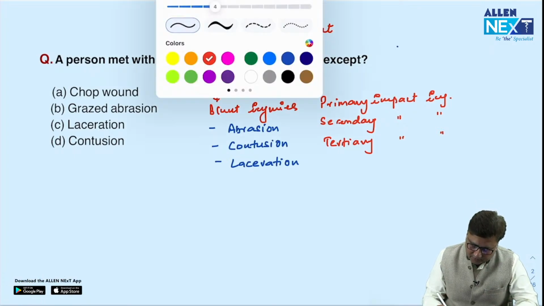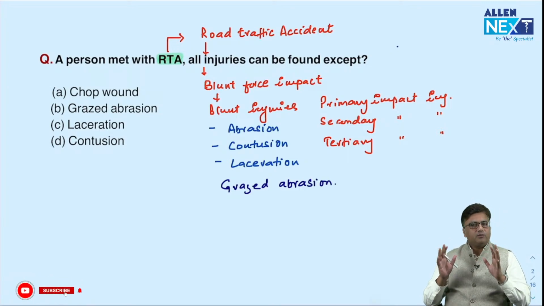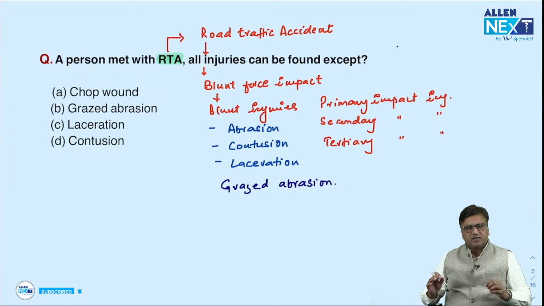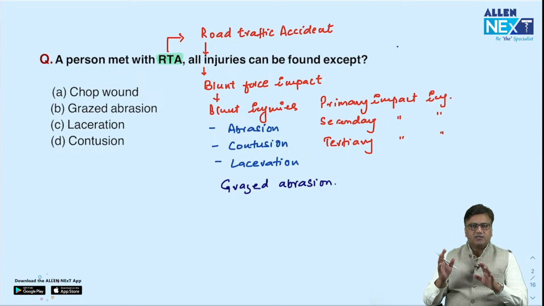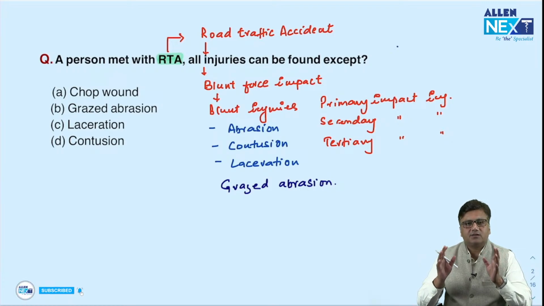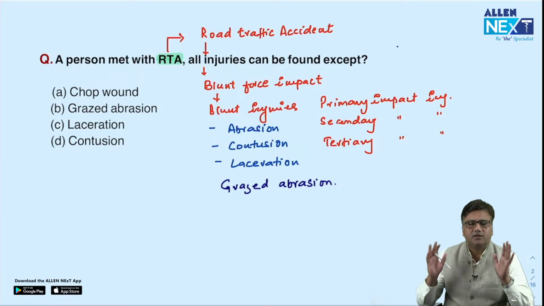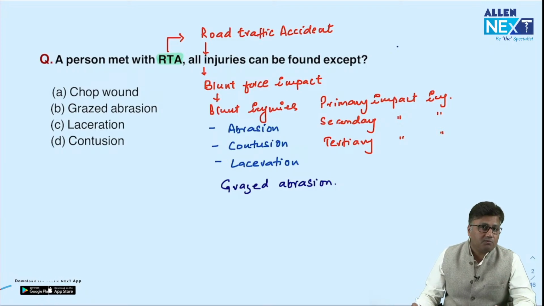So, whenever we talk about road traffic accident, grazed abrasion shall automatically come into our mind. सो हमारे दिमाग में क्या चीज़ें आनी चाहिए? ब्लंट फोर्स इम्पैक्ट से होने वाली इंजरी जो कि है एब्रेजन, कंट्यूजन, लैसरेशन, एंड अ वेरी इंपॉर्टेंट ब्लंट फोर्स इम्पैक्ट से होने वाली ही इंजरी एब्रेजन का सब टाइप दैट इज ग्रेज्ड एब्रेजन. ये चार चीज़ें दिमाग में बिल्कुल कांस्टेंट होनी चाहिए रोड ट्रैफिक एक्सीडेंट के बारे में जब हम बात करते हैं.